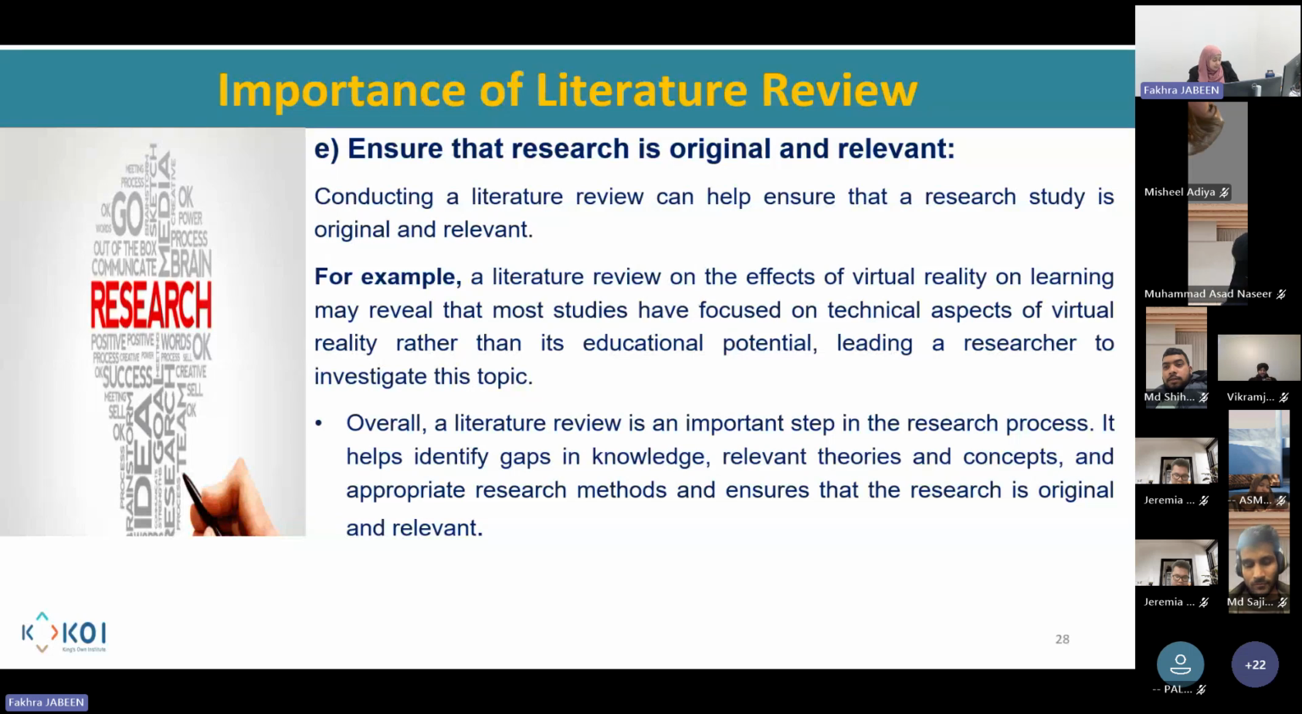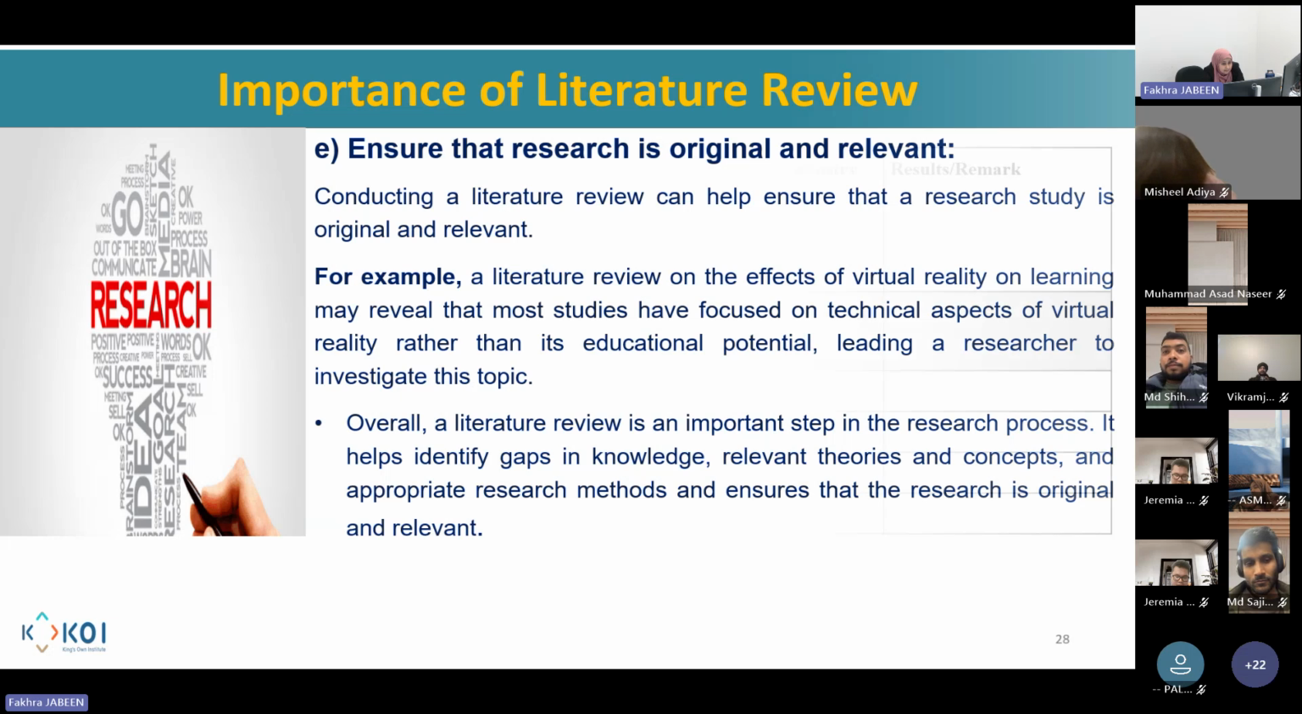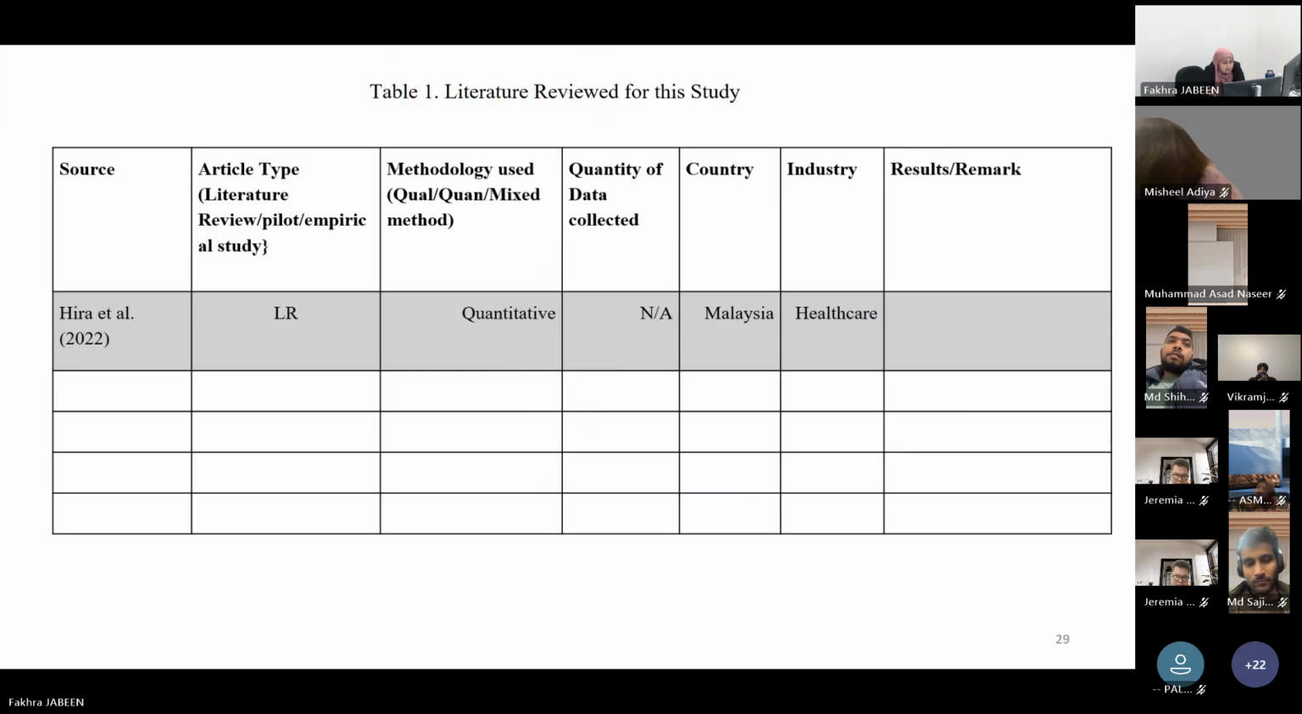Now, in order to determine whether research is original and relevant, we look at the literature review. If they have done enough reading of the previous literature and have referenced it in the literature review section, it means that the relevant research is already done and you can then pinpoint or identify the gaps.